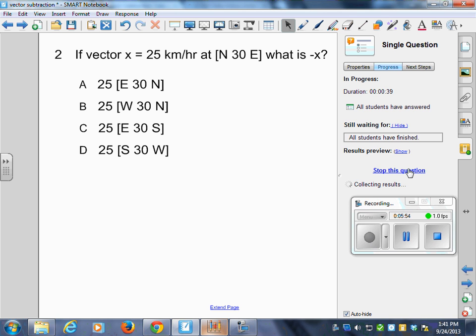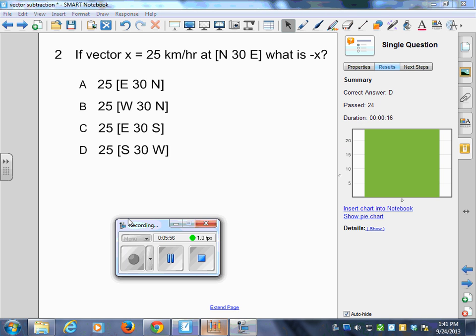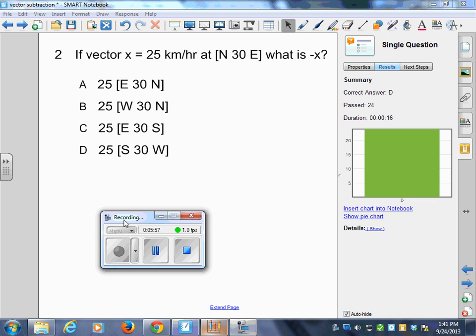Correct answer? Everybody get it? Yay! Correct answer is D. You can do vector subtraction. It's a little hard.